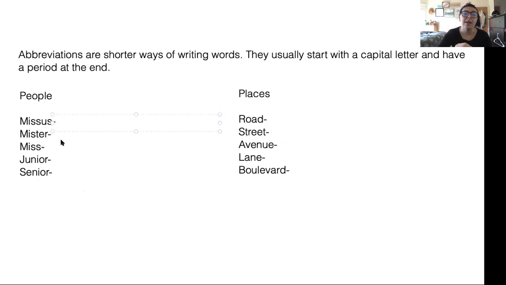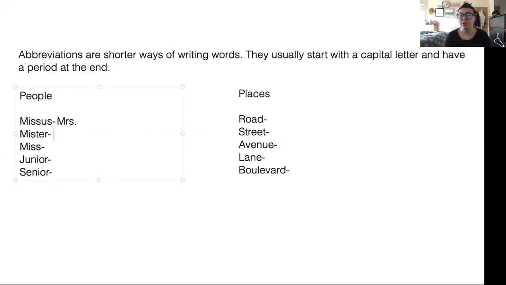So let's look at Mrs. If you think about Mrs. Brosnan or Mrs. McAteer, how do they spell Mrs.? Yeah, M-R-S. So there is an R in this one, which we don't normally have. So Mrs. is the longer word. It's spelled like this. But then if we want to abbreviate it, we write M-R-S.